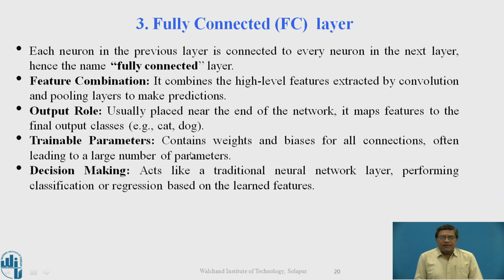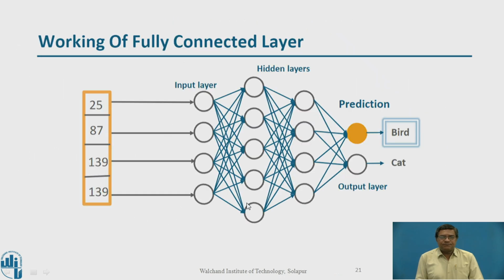Trainable parameters: it contains the weights and biases for all the connections, often leading to a large number of parameters. It makes the final decisions like a traditional neural network by performing classification or regression tasks based on the learned features. So this is the structure of the fully connected layer.